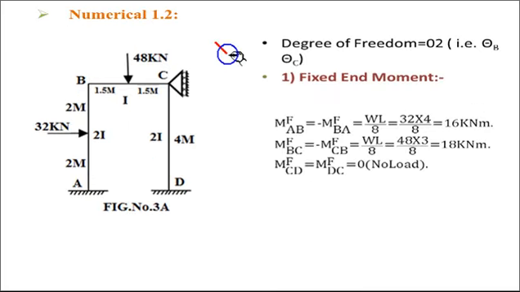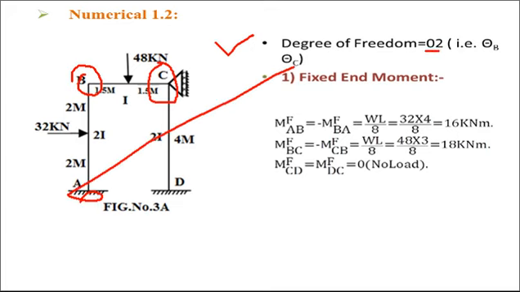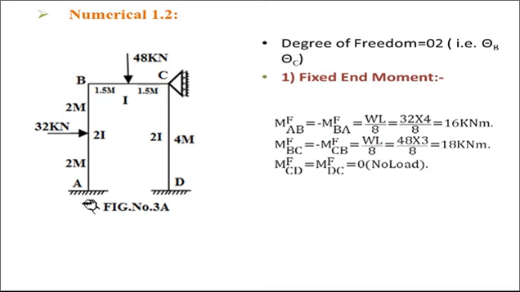Now first step, you have to find out degree of freedom. Now at B there will be a rotation and at C there is also a rotation. So rotation at B, rotation at C, that means the degree of freedom is 2, theta B and theta C. As A support is a fixed support, degree of freedom is 0. D is also fixed support, so degree of freedom is 0.